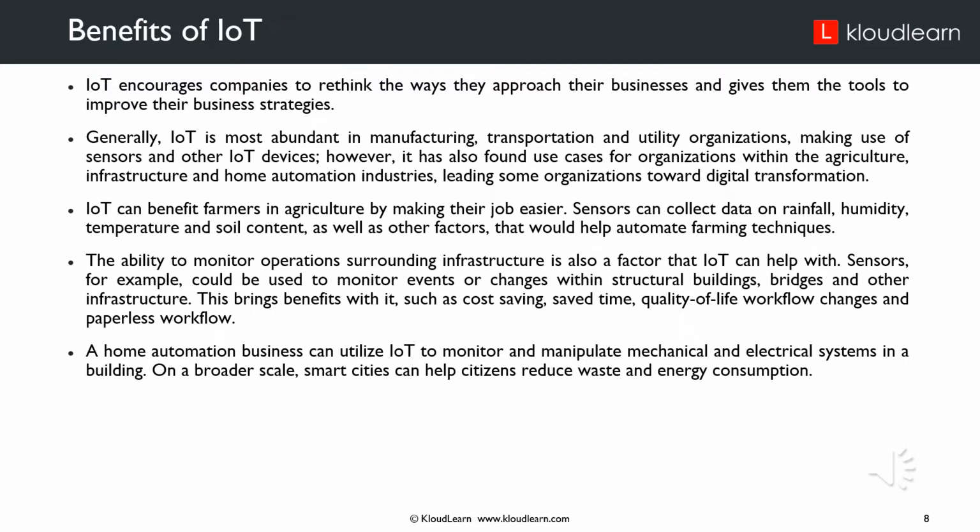However, it has also found use cases for organizations within the agriculture, infrastructure, and home automation industries, leading some organizations towards digital transformations. IoT can benefit farmers in agriculture by making their jobs easier. Sensors can collect data on rainfall, humidity, temperature, and soil content, as well as other factors that would help automate farming techniques. The ability to monitor operations surrounding infrastructure is also a factor that IoT can help with. Sensors, for example, could be used to monitor events or changes within structural buildings, bridges, and other infrastructure.